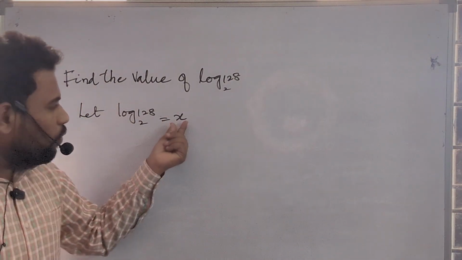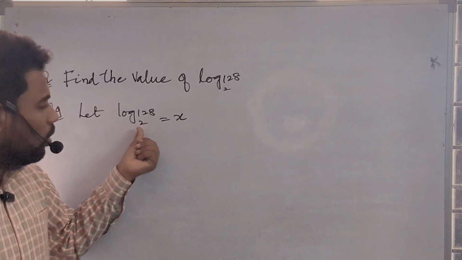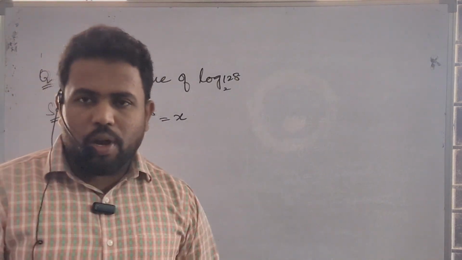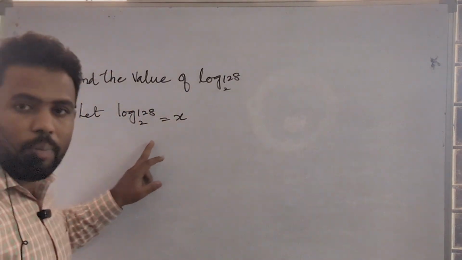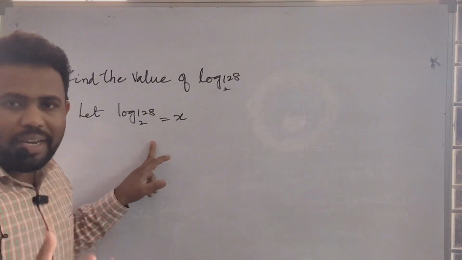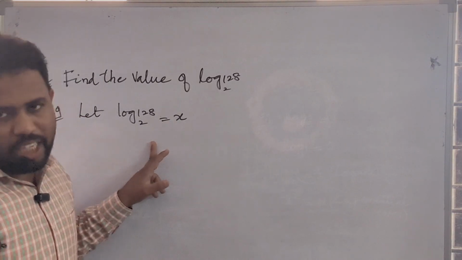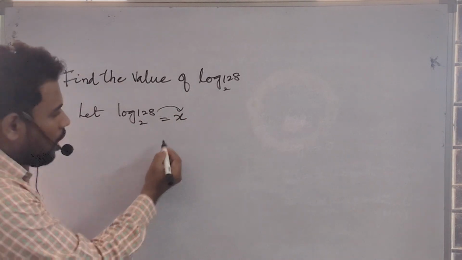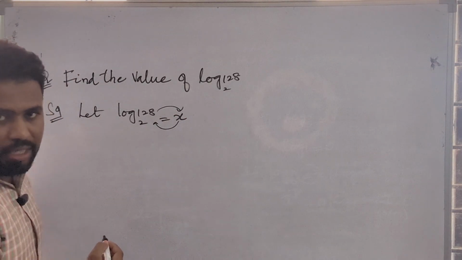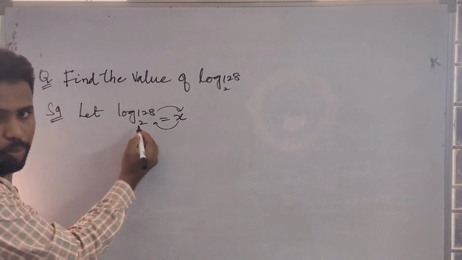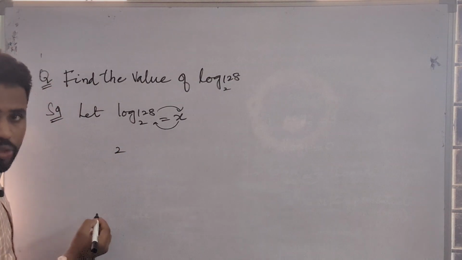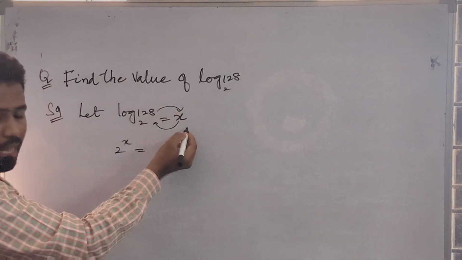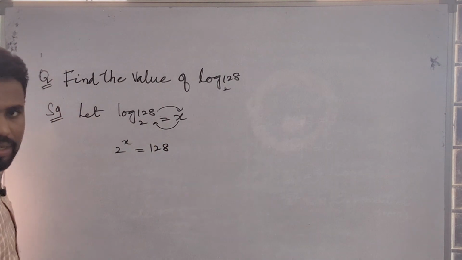Clear? We have to find the value of x. So the value of x is equal to the value of log 128 base 2. To find the value of x, we will convert this logarithm form into exponential form. Just now we discussed how to convert logarithm form into exponential form in a very simple way. Set this 128 in the place of x, bring x in the place of 128, and base 2 will remain in the same position. So in place of 128 we write x, and in place of x we write 128.